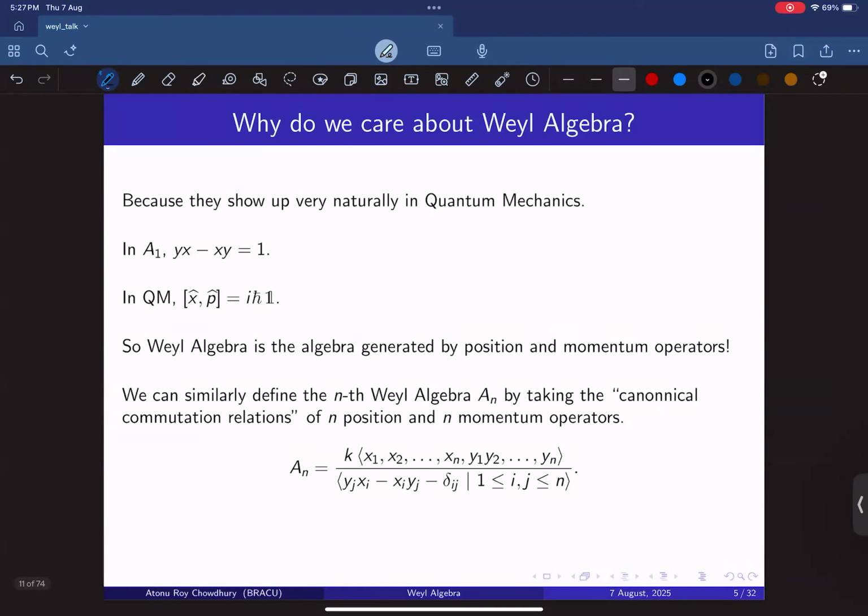We can similarly define the nth Weyl algebra using n position and momentum operators, using the canonical commutation relationship of the position and momentum operators. So this is the canonical commutation relation, with a factor of i h-bar missing, but we can work with that. But today we are going to mainly focus on A1, as we have already discussed. All right.